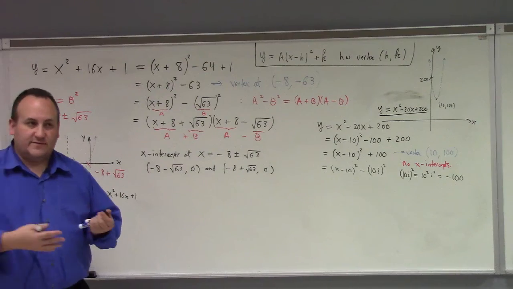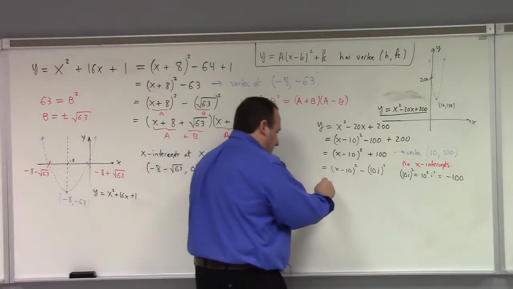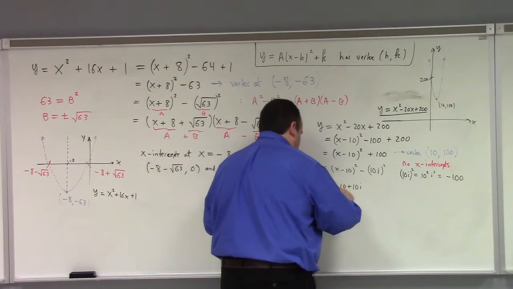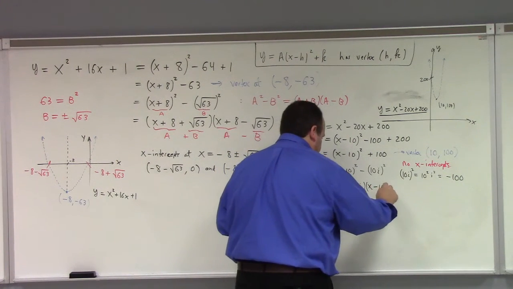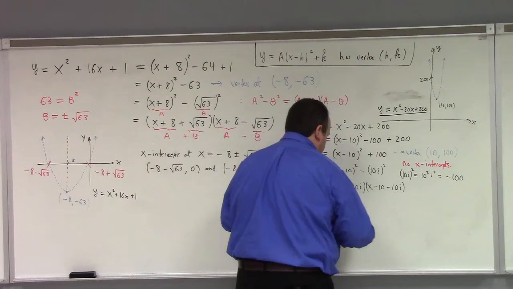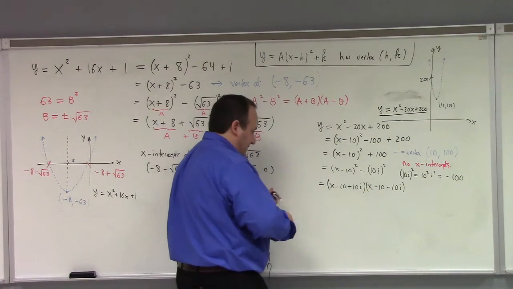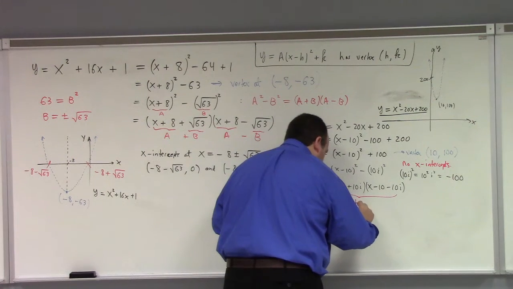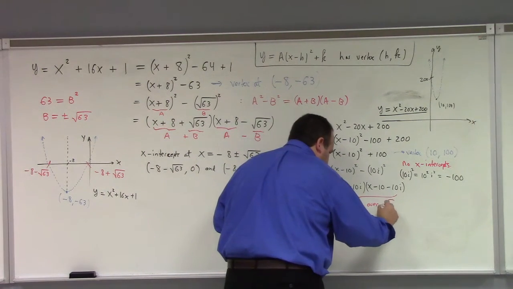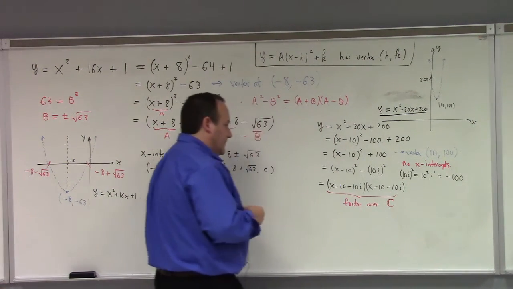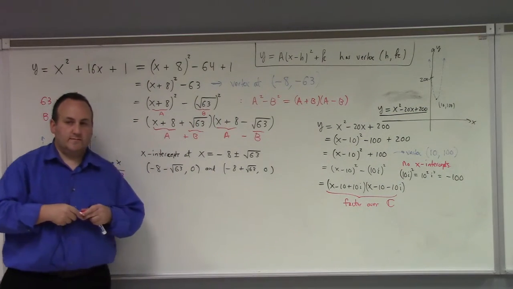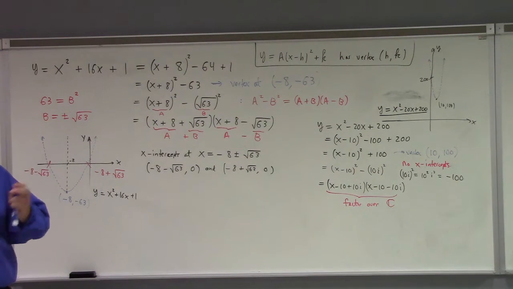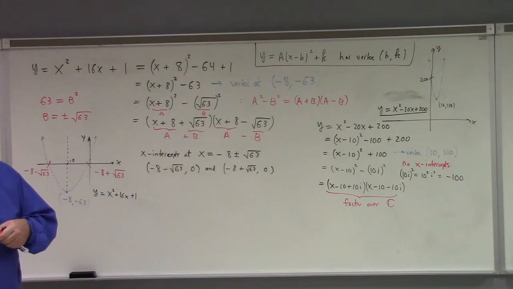Now I can look at it as the difference of squares. And so what I have is x minus 10 plus 10i, x minus 10 minus 10i. So this is how we factor over the complex numbers. Most of the time, I only ask you guys to factor over the real numbers, so I don't expect you to do this.